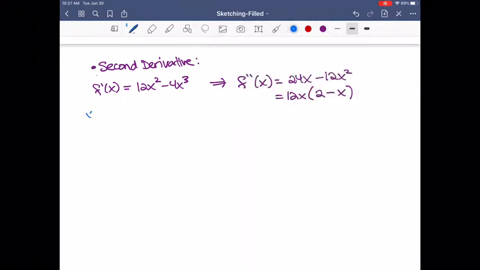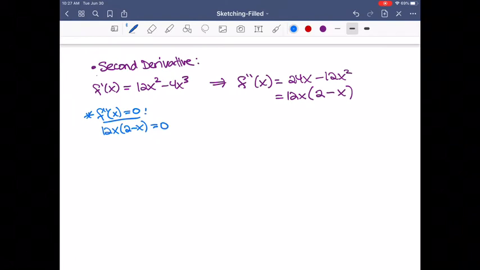Okay, so then we want to find our possible inflection numbers. So I take my second derivative, set it equal to 0. So that means 12x times 2 minus x is equal to 0, which means that x is 0 or x is 2. Okay, so these are possible inflection numbers.